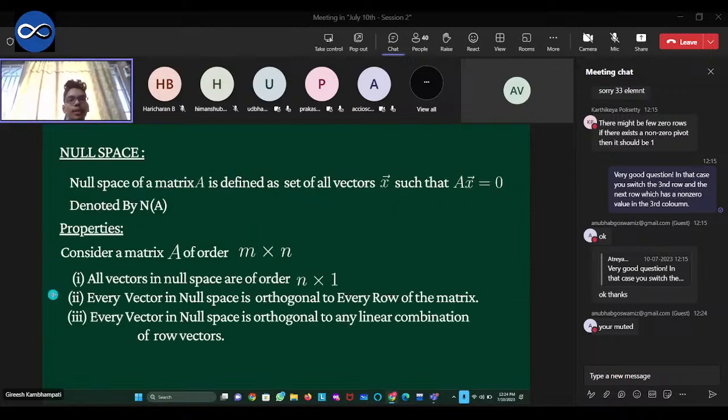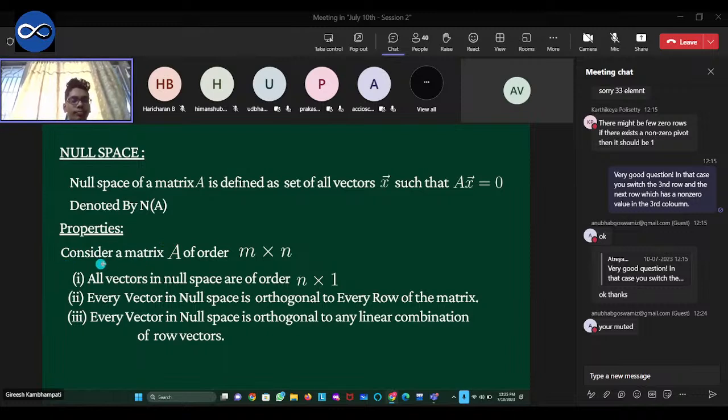Now, the null space is a vector space which is interlinked with a matrix. It is a vector space related to a matrix, the null space of a given matrix. The null space of the given matrix is the set of all vectors satisfying A x bar equal to 0 bar. Multiplying that vector with the given matrix will give the zero vector. It is denoted by N of A.